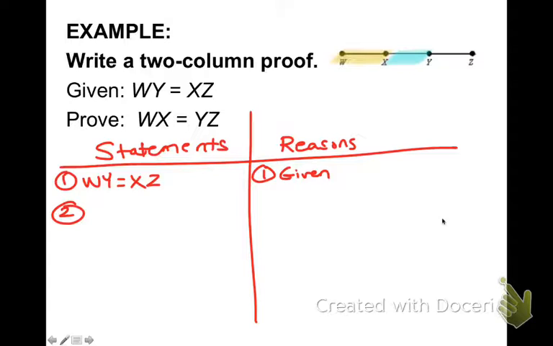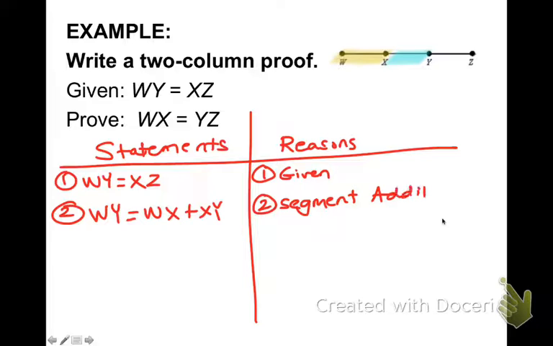Is that helping anybody? Yellow plus blue equals what? Yellow plus blue equals green. So WY is equal to WX plus XY, segment addition postulate. All right, we got WY into the mix.